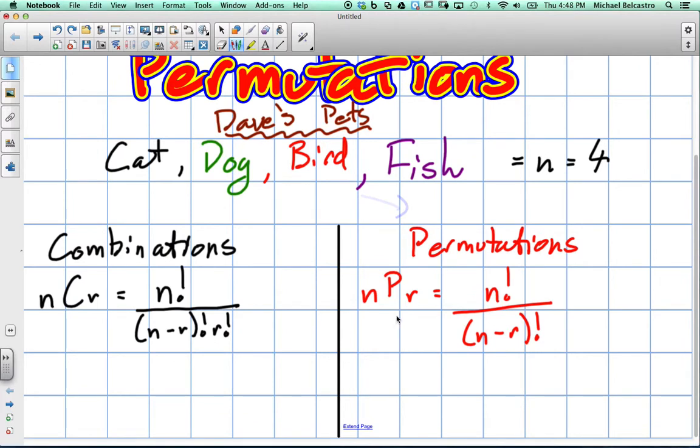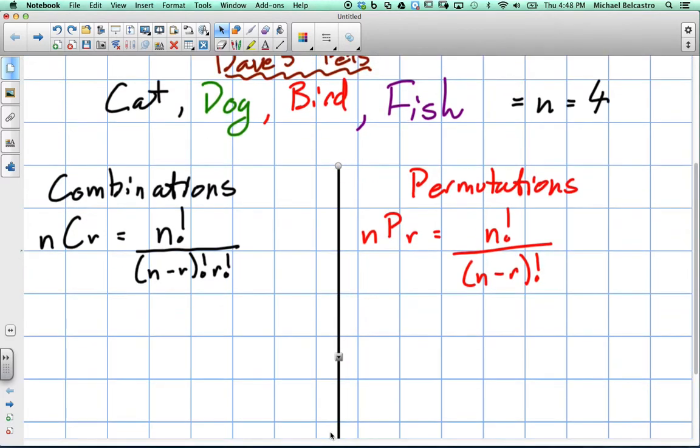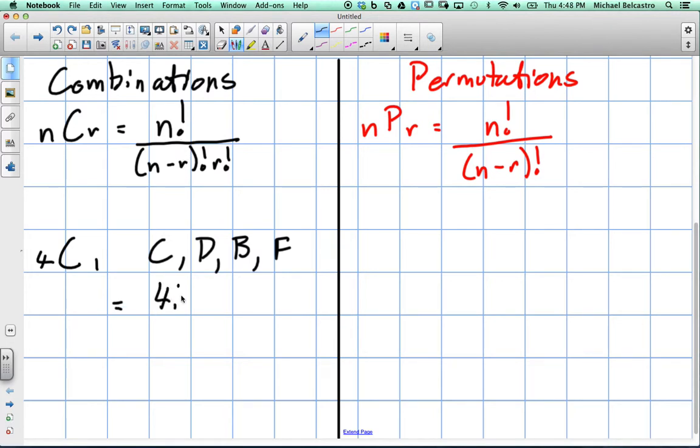So let's kind of go through this process here. Let's scroll down. So what we have here, and I'm just going to split the two, is let's talk about our very first one. Let's say he wants the 4 pets in a combination, and he wants to know how many ways he can take a picture of one of them. Well, that really leaves you with just cat, dog, bird, and fish, right? There's really only 4 ways you can do this. You can take a picture of the cat, the dog, the bird, or the fish. And if you plug that into this equation here, you'll notice that you end up with 4 factorial over 4 subtract 1 factorial times 1 factorial.